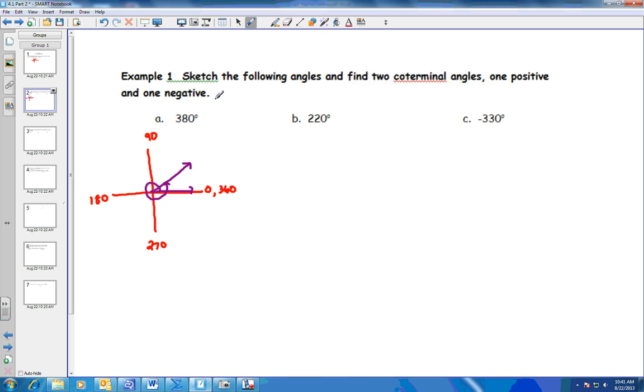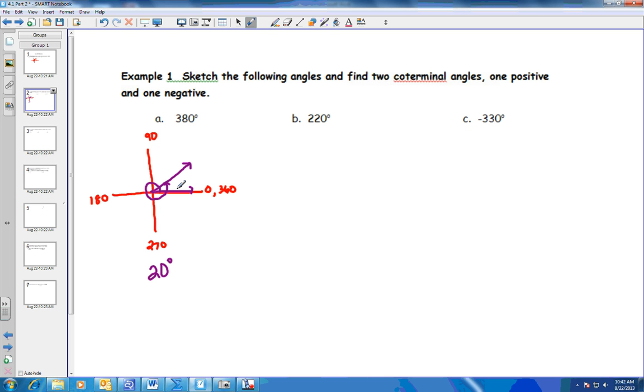So now I want to rename this angle. Well, we just said that this could be 380 degrees, or this angle right here, if I didn't have my arrows pointing to it, it would just look like a 20-degree angle. So another coterminal angle, the positive one, is 20 degrees. Okay. Now let's name a negative angle.